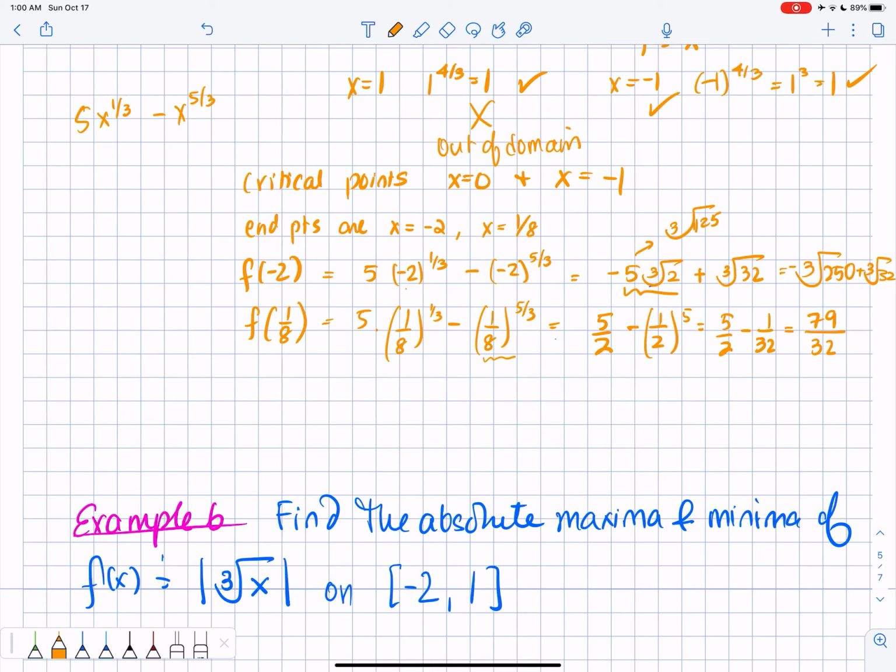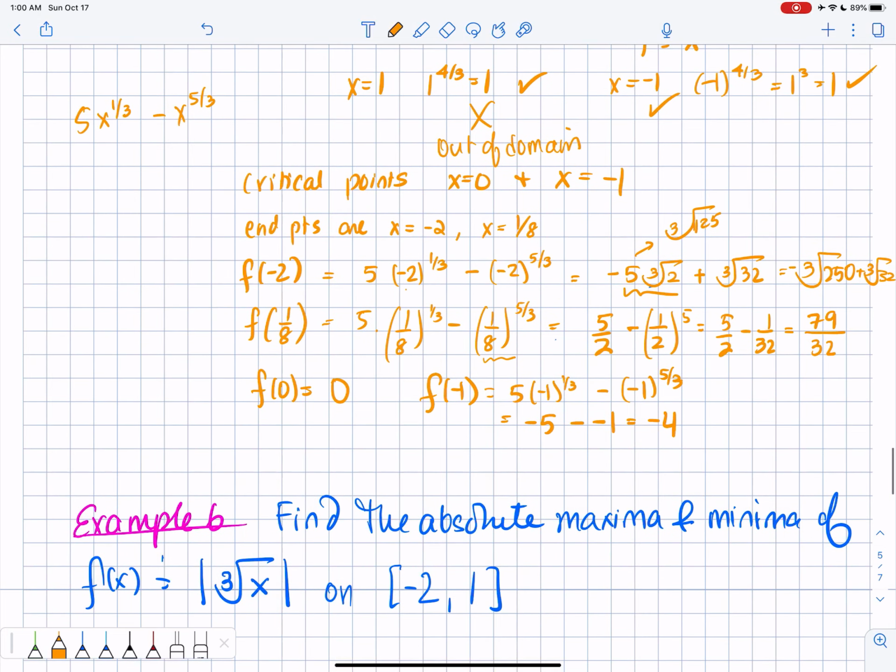Okay, and the f of 0, what is that? That is just 0. f of negative 1, let's figure that out. You have 5 times negative 1 raised to 1/3 minus negative 1 raised to 5/3. Okay, this is just going to be minus 5 minus, and this is just going to be negative 1. So that is negative 4. Okay, so let's take a look.